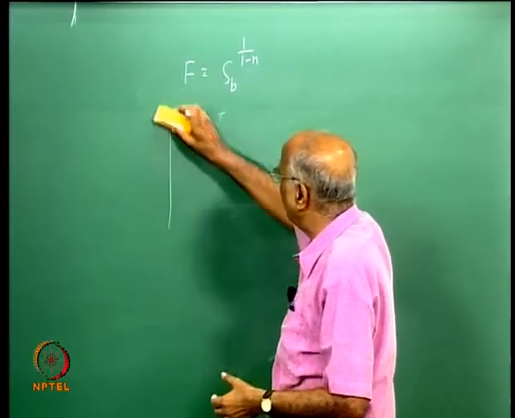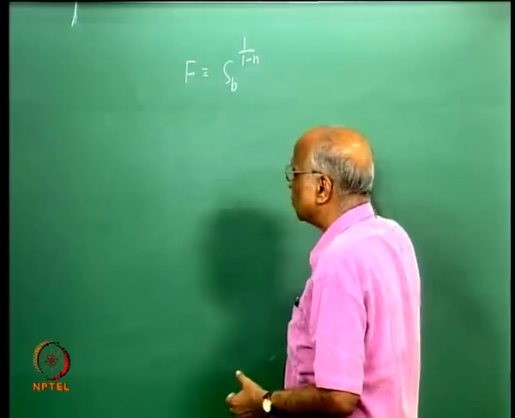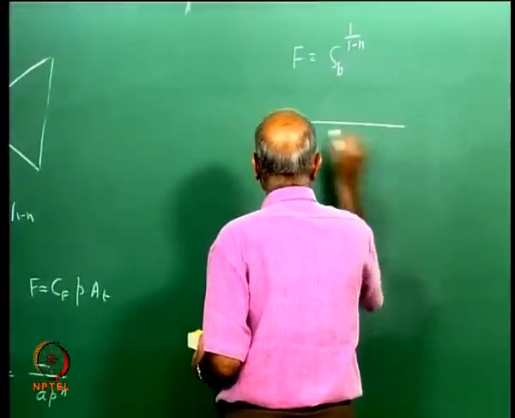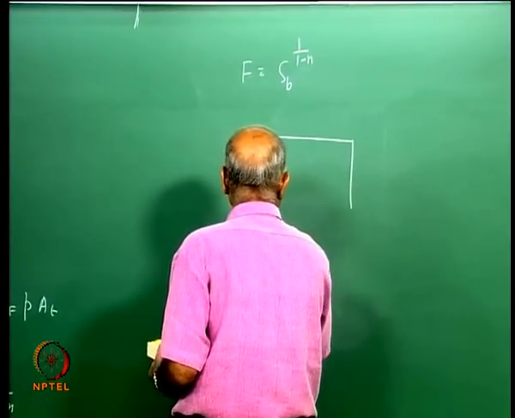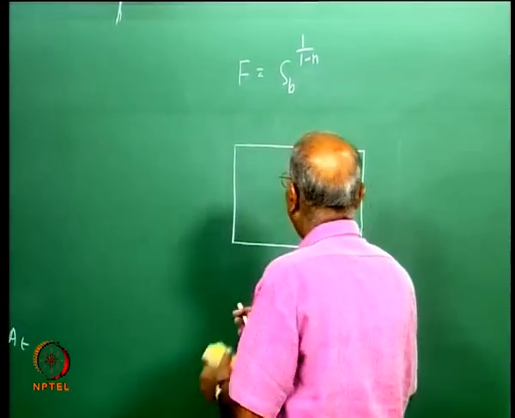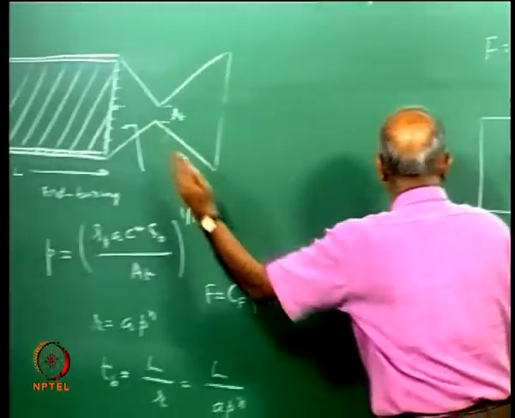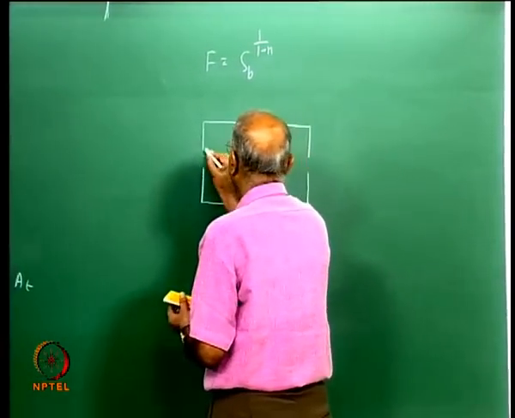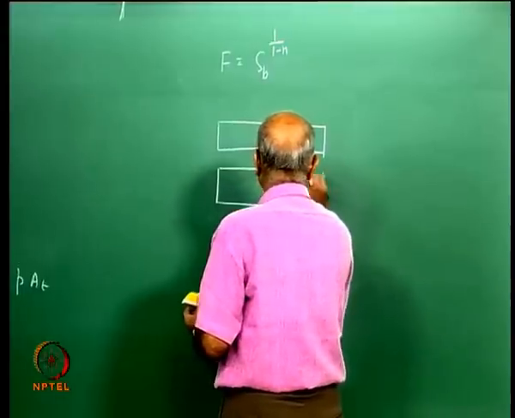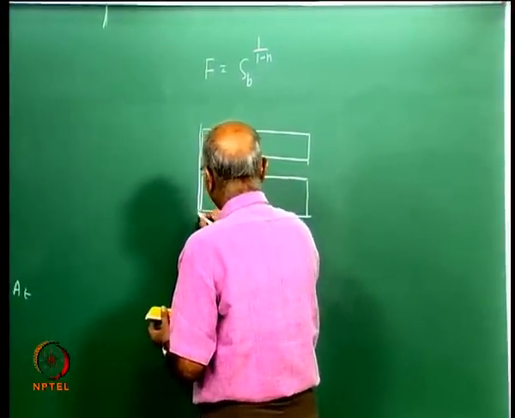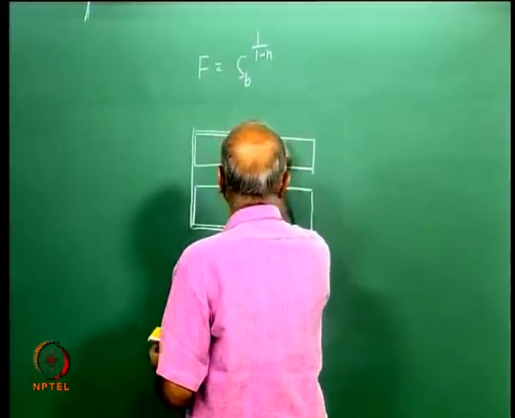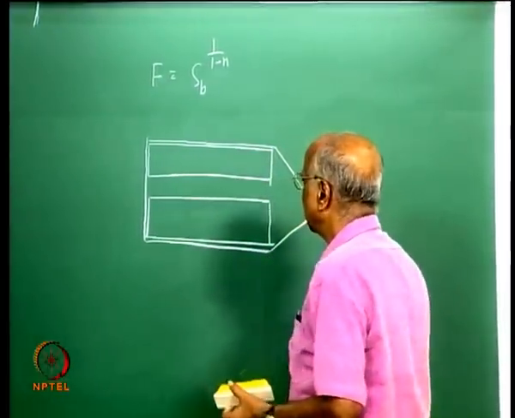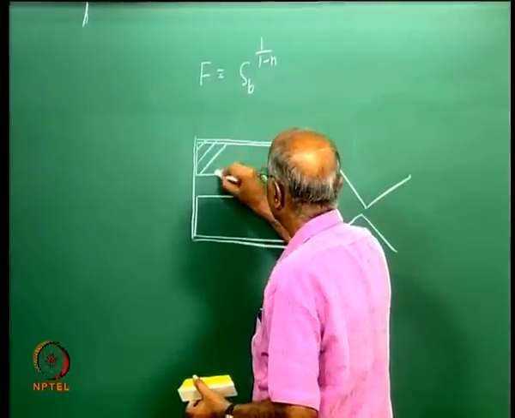Therefore, to be able to get some meaningful values, why not try some innovations in this? I have the propellant block, the same propellant block I take, and maybe what I do is, instead of burning it from the end, I burn it radially. In other words, I make a hole in the propellant block, I again put it in the motor case, this is my nozzle, and now this is my propellant block here.